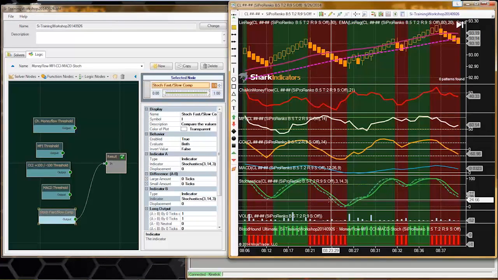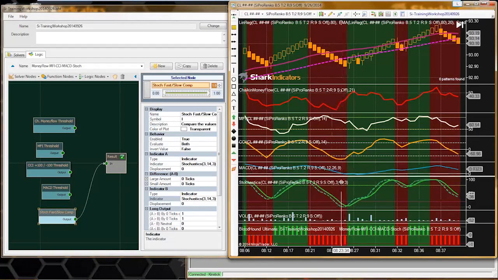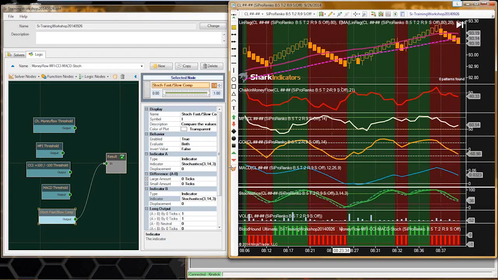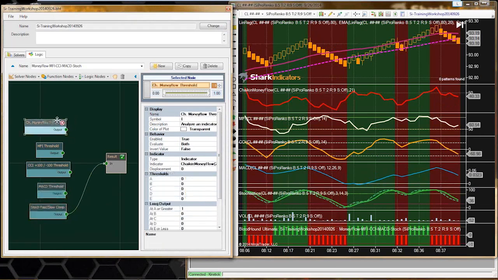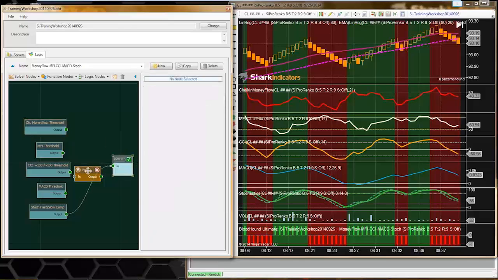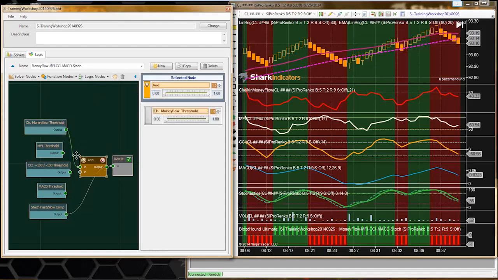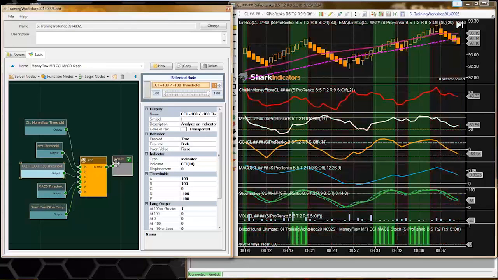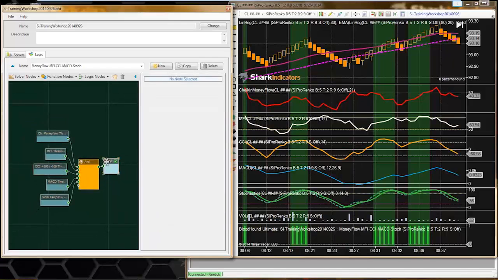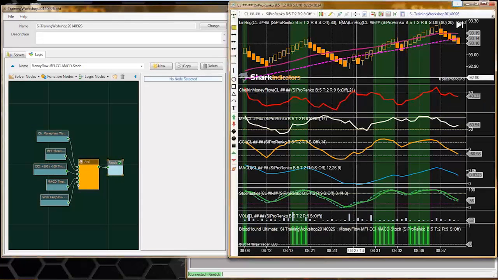All right, so we have all 5 indicators now set up. We have all the conditions we're looking for all set up. So the next step is, I'm assuming we want all of these to be in agreement. We want all of these to be in alignment. So let's just plug them all in to the AND node, and connect our AND node up. And there we go.